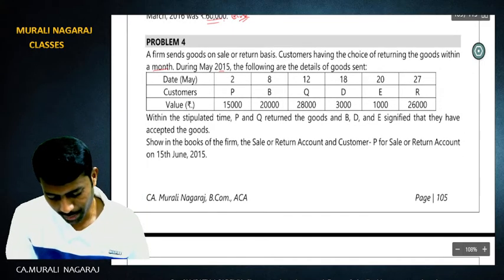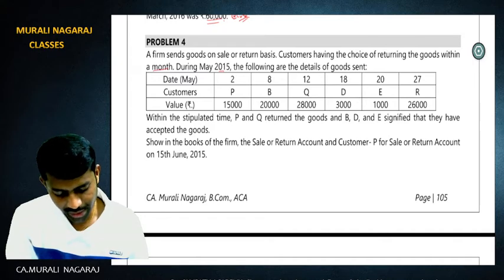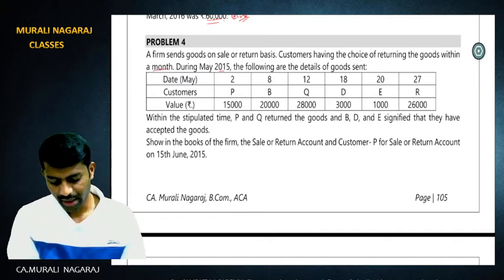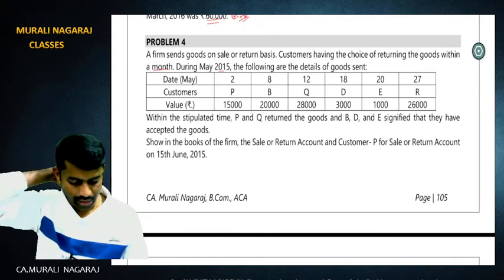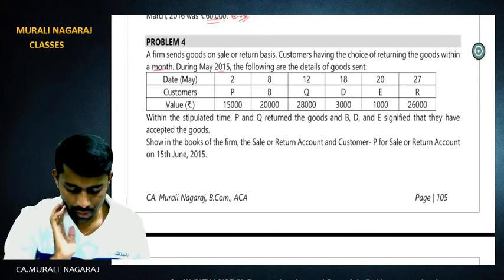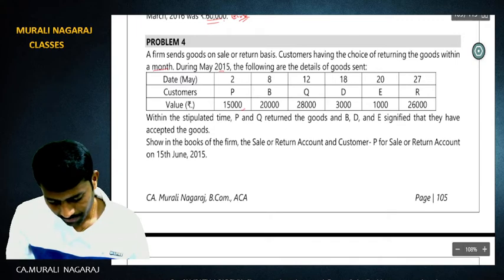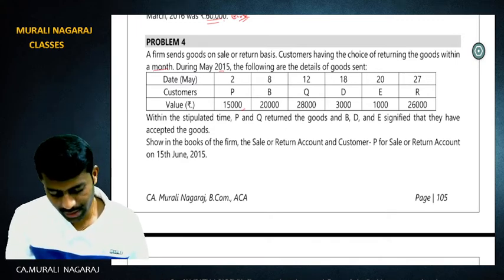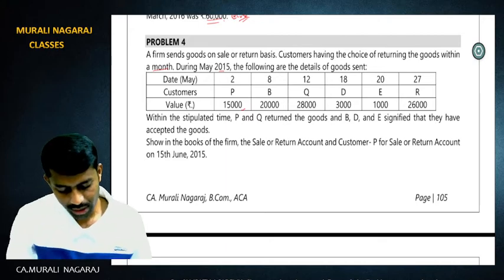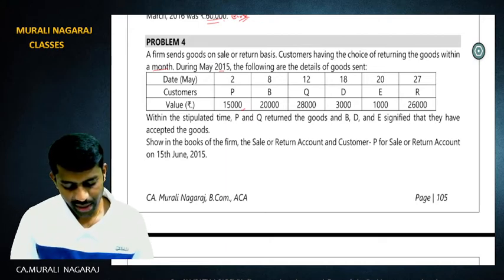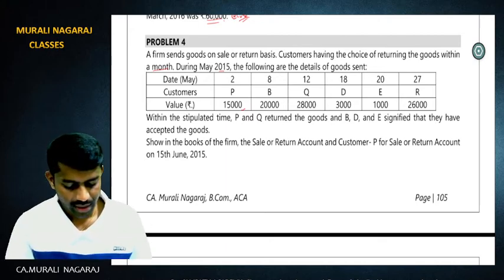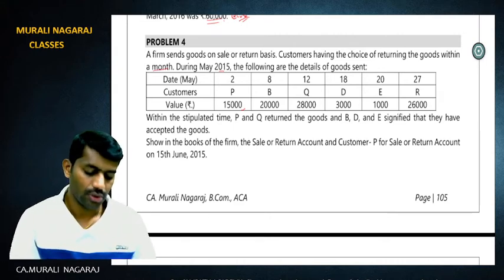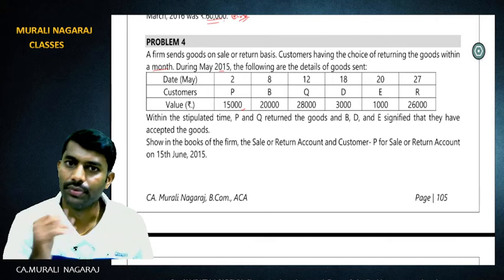So on the dates May 2nd, 8th, 12th, 18th, 20th and 27th, goods are sent. Correct? On May 2nd, goods are sent to P, value 15,000. May 8th, goods sent to B is 20,000. May 12th to Q, 28,000. May 18th to D, 3,000. May 20th to E, 1,000. May 27th to R, 26,000 worth of goods we have sent.